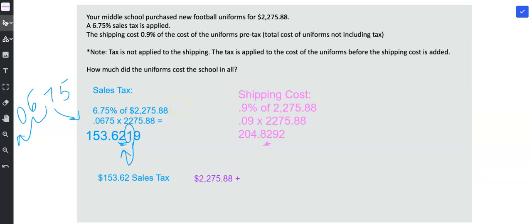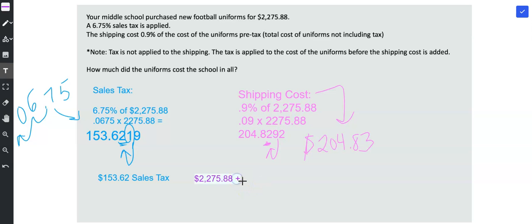So the 2 is the hundredth spot. The 9 will bump this up to $204.83. And this is the shipping cost. So now we have to figure out how much the school paid in all. So we're going to need to add, I'll come down here to this purple section where we're adding everything together.